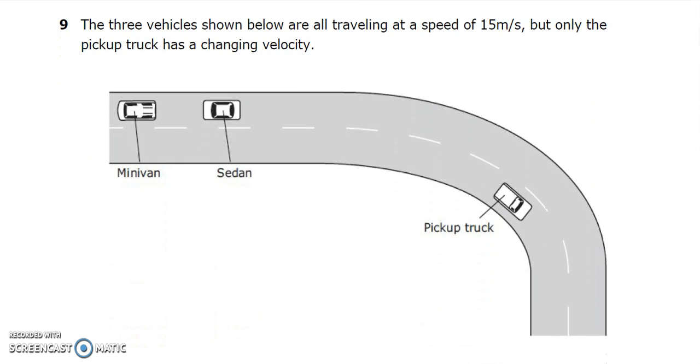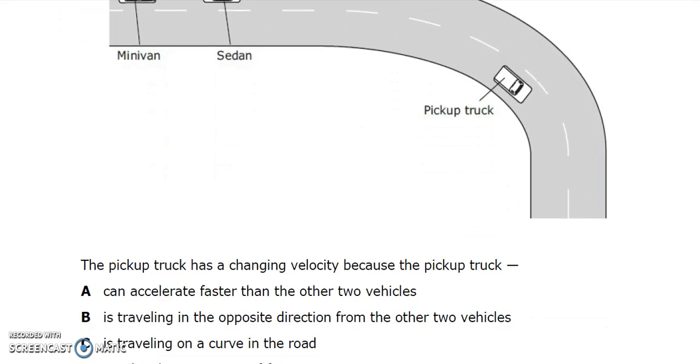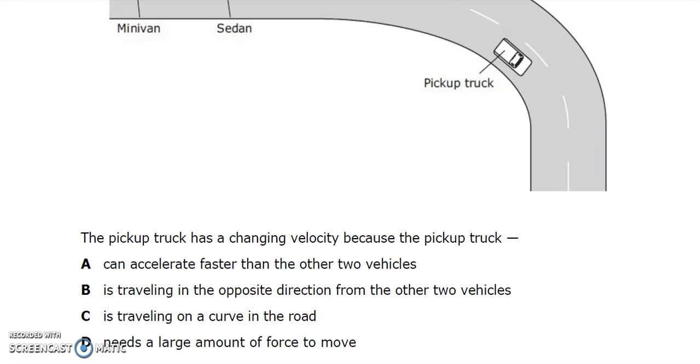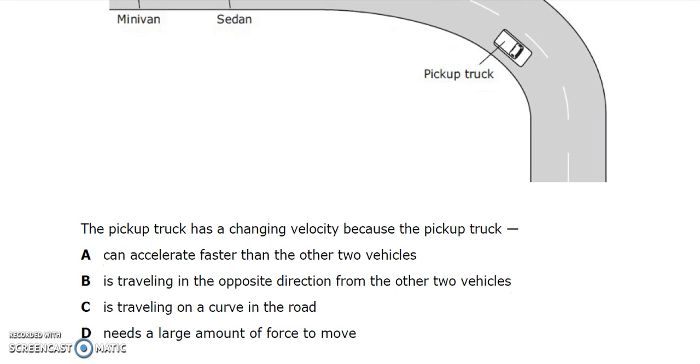Number 9. The 3 vehicles shown below are all traveling at a speed of 15 meters per second, but only the pickup truck has a changing velocity. The pickup truck has a changing velocity because the pickup truck A can accelerate faster than the other 2 vehicles, B is traveling in the opposite direction from the other 2 vehicles, C is traveling on a curve in the road, or D needs a large amount of force to move.